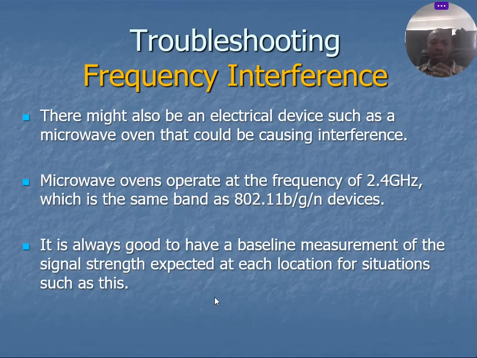Now, still on troubleshooting, we're looking at frequency interference, because there are other interferences like microwave interference. Microwave frequency is 2.4 gigahertz, so it can easily interfere with the frequency of your signal.